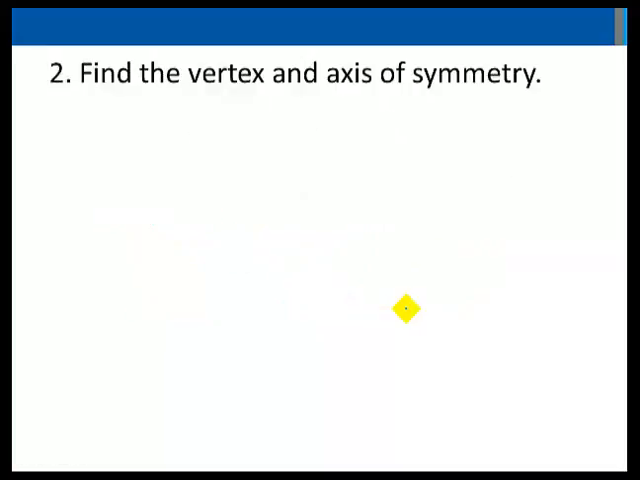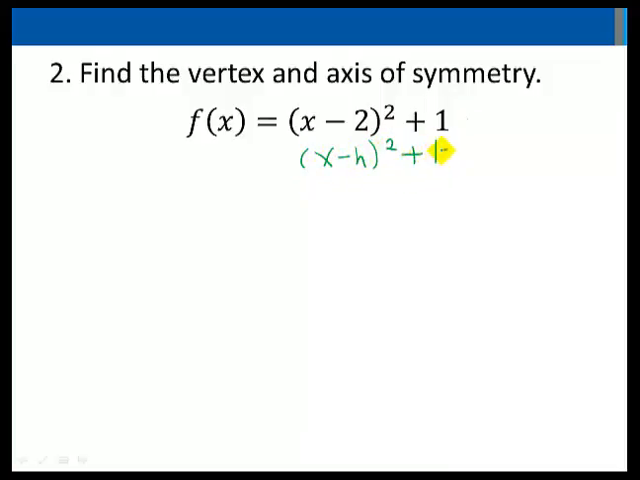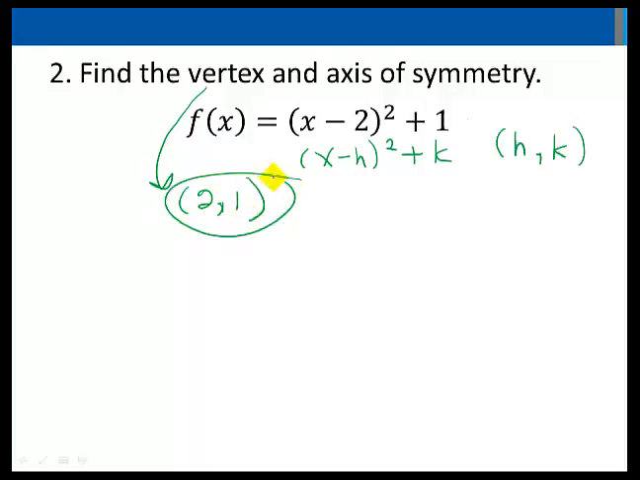Let's next find the vertex and axis of symmetry with our function in standard form. Remember, if we have (x - h)^2 + k, the vertex is (h, k). And so here the vertex would be 2, 1, the point (2, 1) on our graph. The axis of symmetry is x = h, so here our axis of symmetry is going to be x = 2.